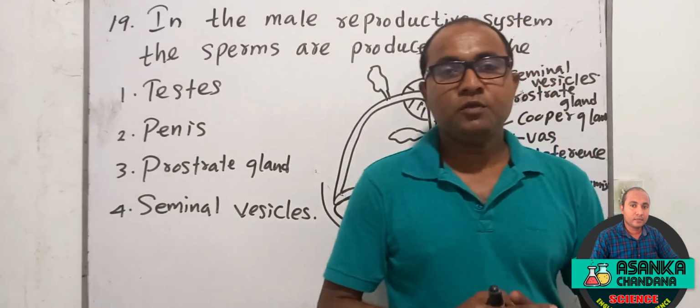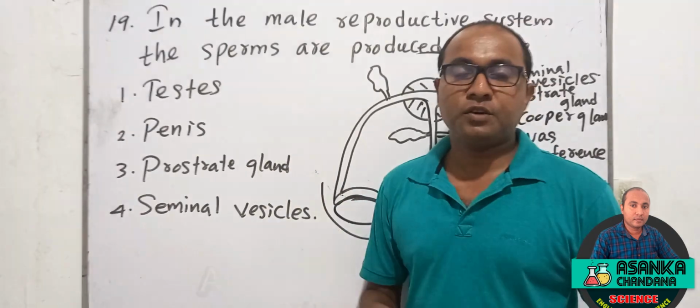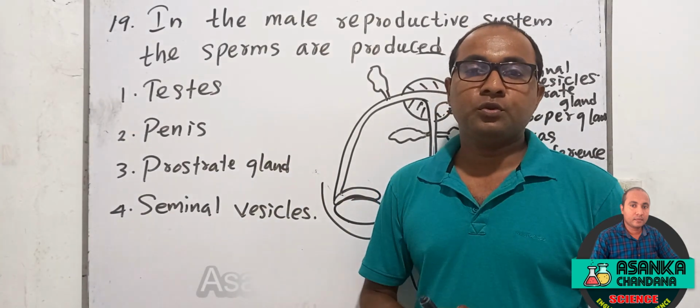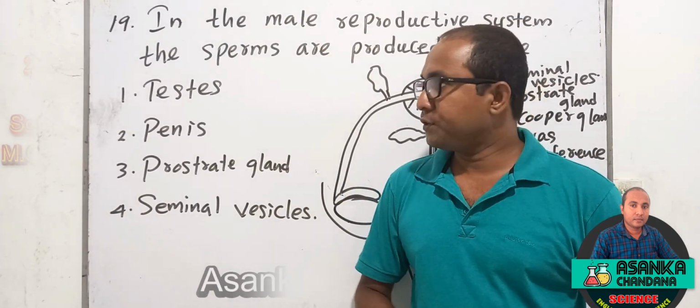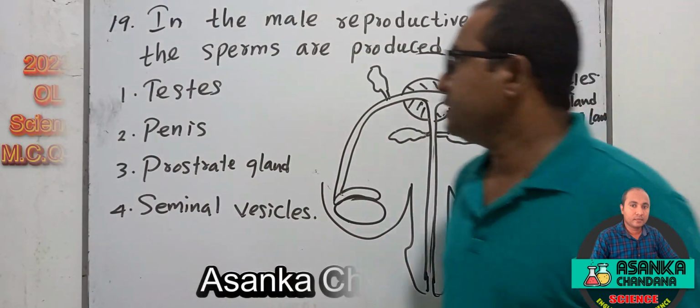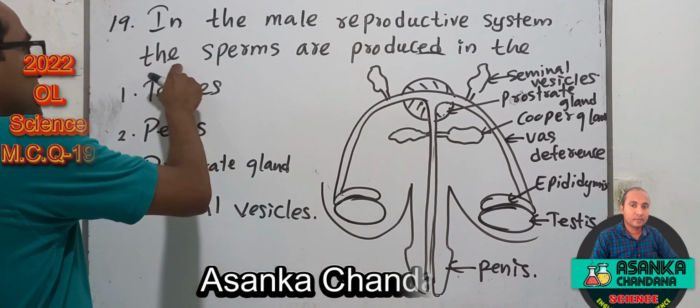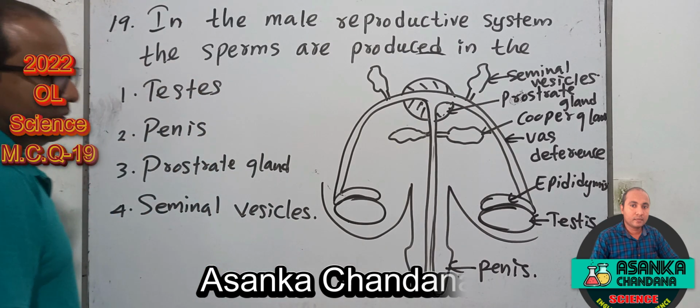Right. Now I am going to explain how to take the answer for question number 19 of the 2022 O-level examination. Firstly, we will read what question number 19 is. In the male reproductive system, the sperms are produced in, right?